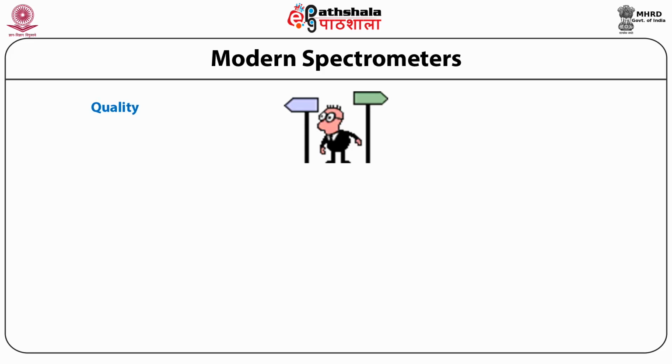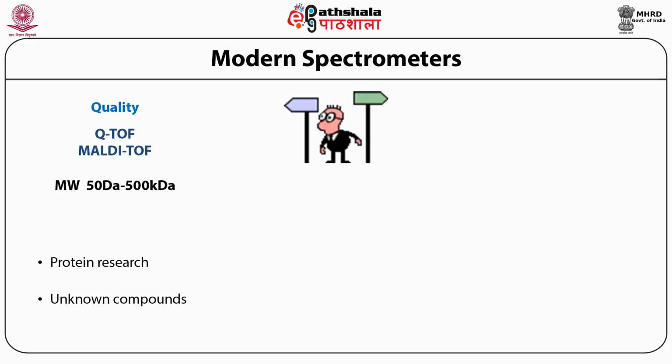Accordingly, the instrumentation is designed. So the QTOF, the quadrupole coupled time of flight mass spectrometers, and MALDI-TOF, where TOF is time of flight mass spectrometers, are used to identify unknown proteins, for protein determination and protein related experiments in proteomics, protein research, or understanding unknown compounds, etc. When it comes to quantitative experiments, typically we use triple quadrupole tandem mass spectroscopy.